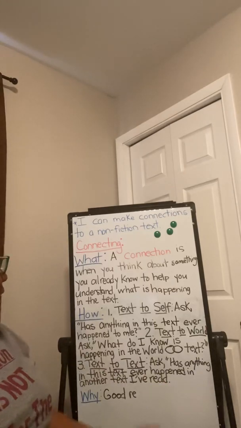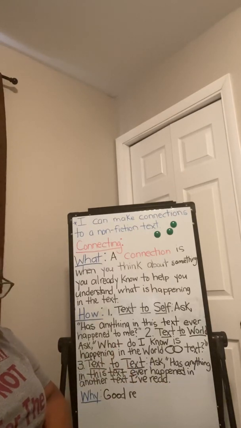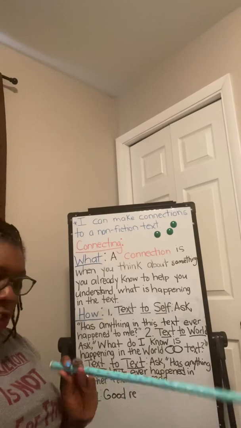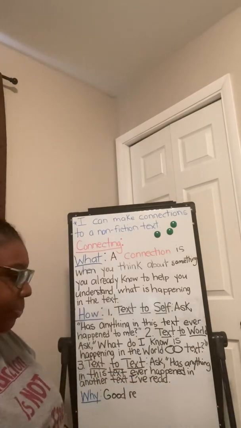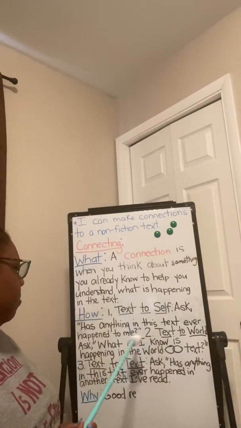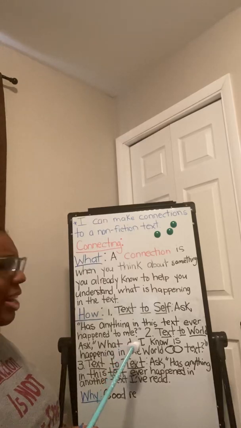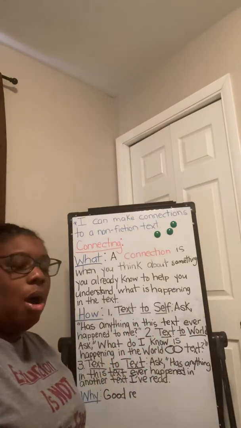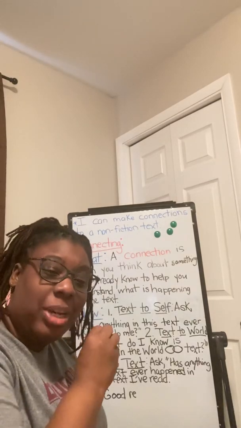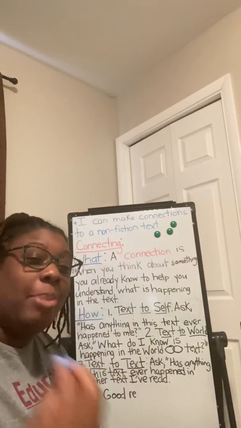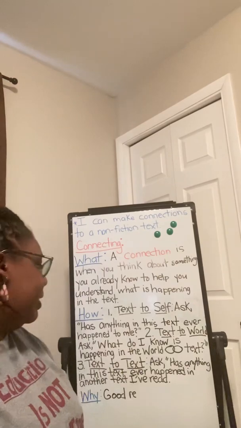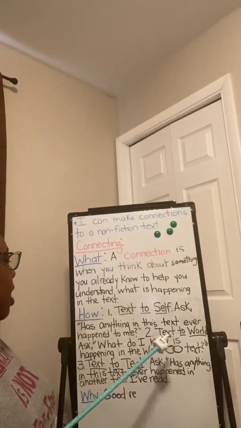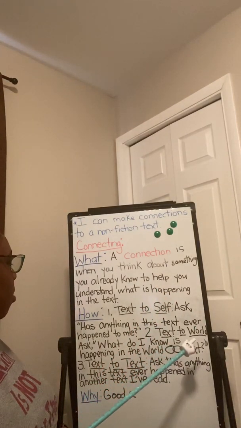You ask, has anything in this text ever happened to me? So, for example, you read a book, right? And then you say, I wonder, has that ever happened to me? That is text to self. When you are making connections with the book that you're reading to something that you have done or been through, okay? Your experiences. Then, number 2, text to world.